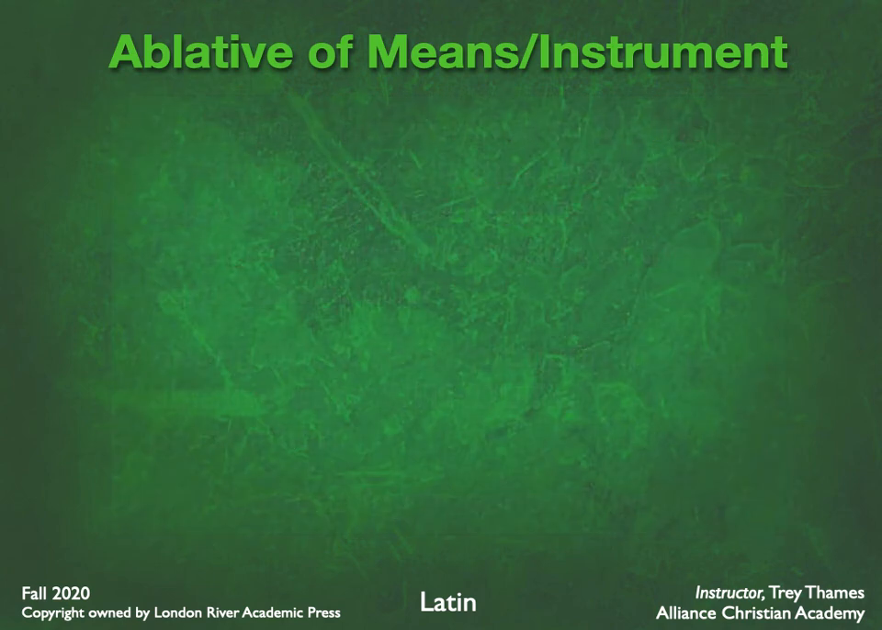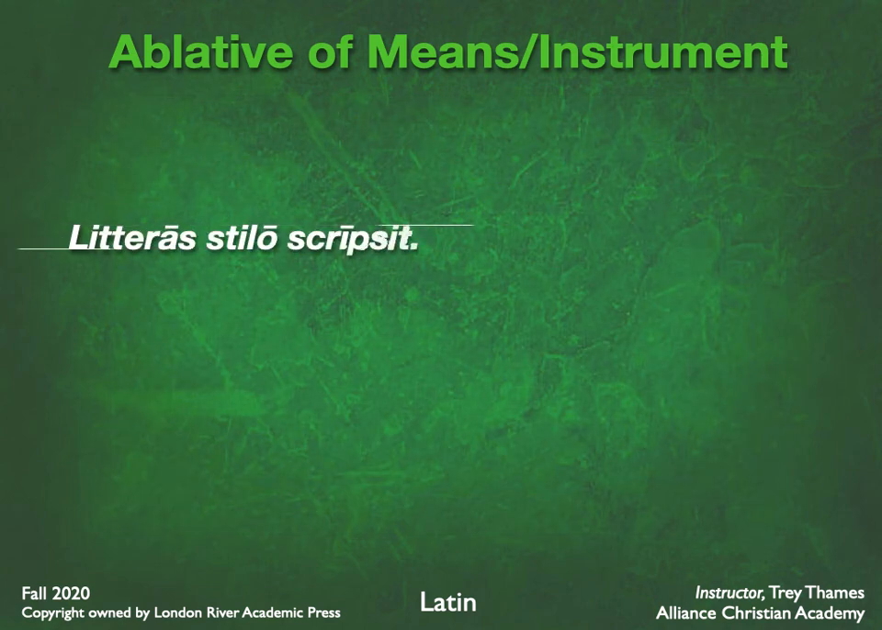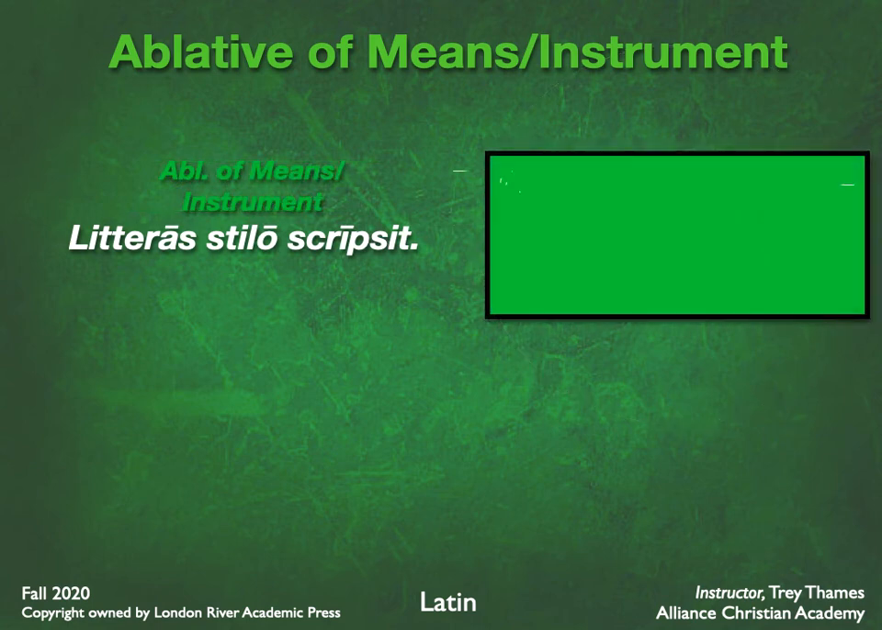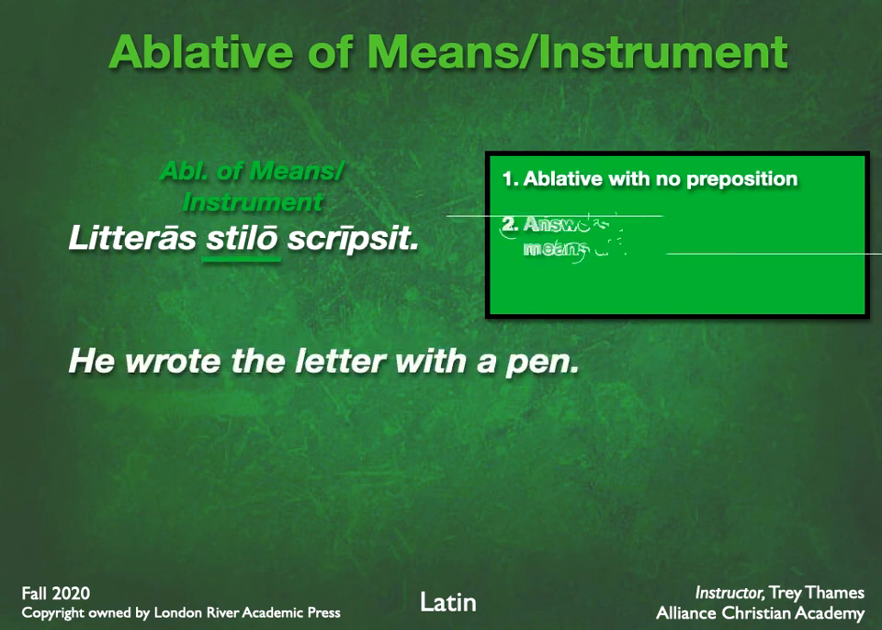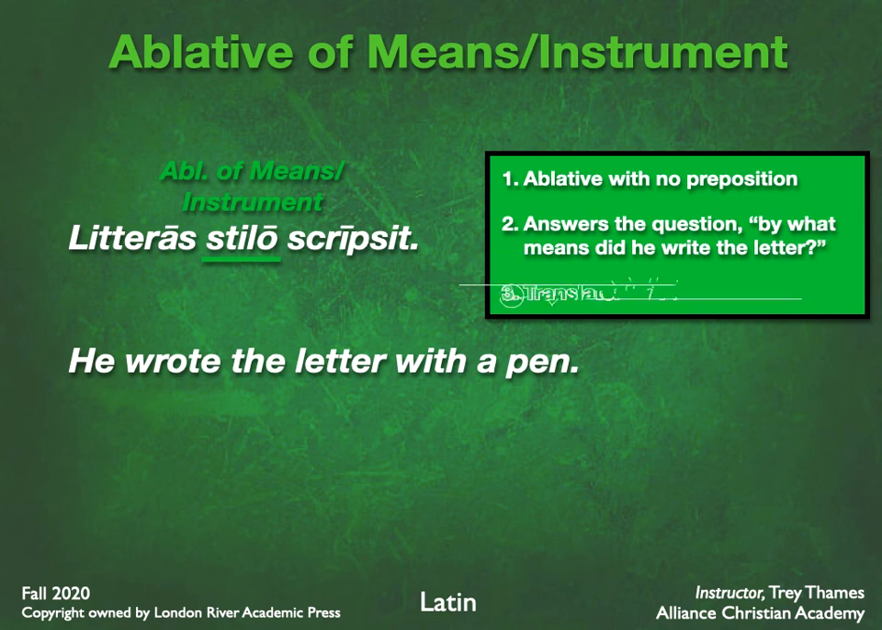So here's an example of it. Litteras stilo scripsit. Stilo is in the ablative, and it's an ablative of means. Notice that it has no preposition in front of it, and you translate it: scripsit, he wrote the letter, litteras, with a pen. He wrote the letter with a pen. So it answers the question, by what means did he write? And so you translate it with the pen.